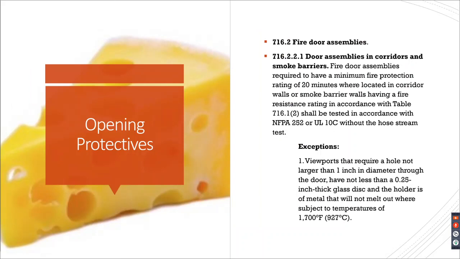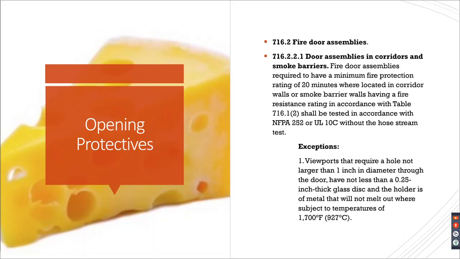And then door assemblies in corridors and smoke barriers. Fire door assemblies required to have a minimum fire protection rating of 20 minutes, when located in corridor walls or smoke barrier walls that have a fire resistance rating in accordance with 716.1.2, shall be tested in accordance with NFPA 252 or UL 10C without the hose stream test.